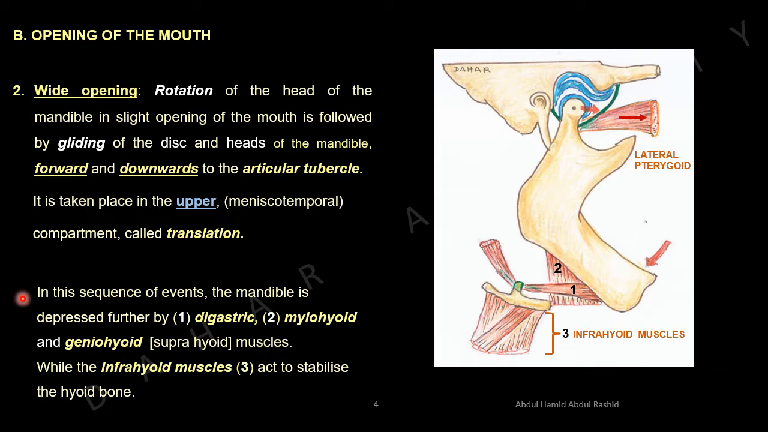In this sequence of events, the mandible is depressed further by 1. Digastric muscle, 2. Mylohyoid muscles, and geniohyoid muscle. They are above the hyoid bone and called suprahyoid muscles, while the infrahyoid muscles, which are below the hyoid bone, act to stabilize the hyoid bone. They are infrahyoid muscles.